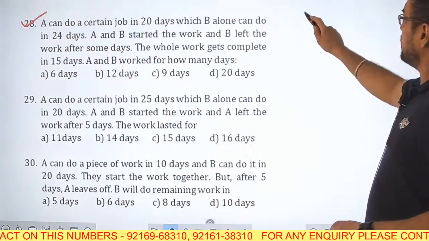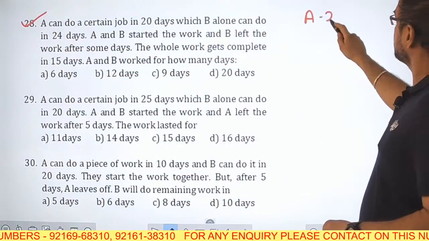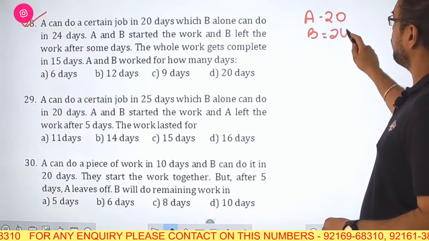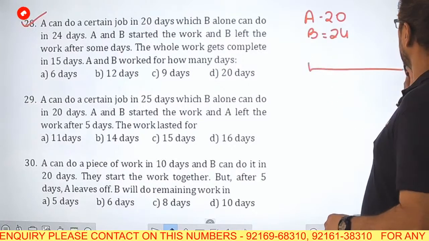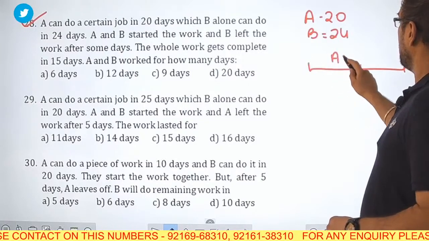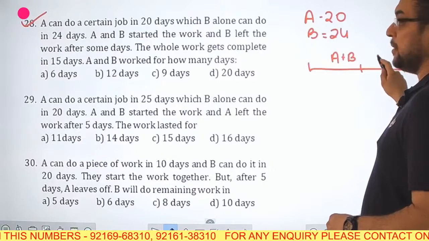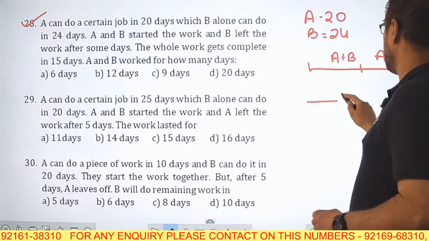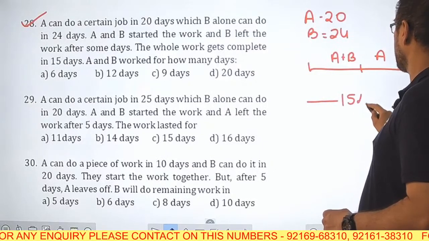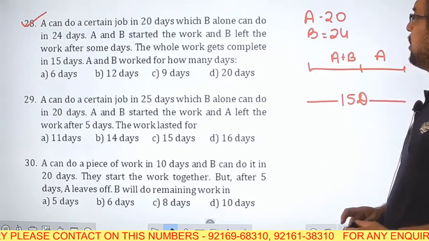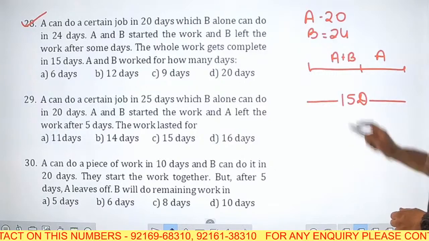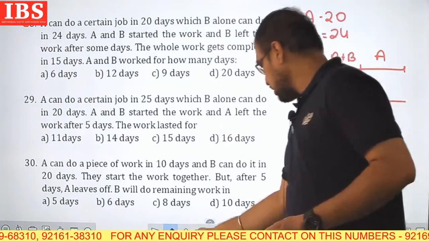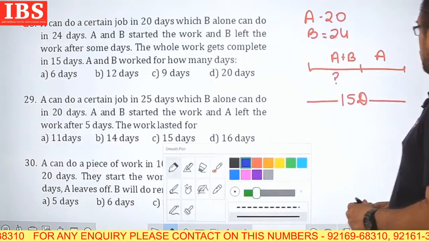A does the work in 20 days. B does the work in 24 days. A and B started the work. A plus B, and then B left. So A is working. The whole work gets completed in 15 days. So this is 15. Okay. And A and B worked for how many days? This is the question mark that we need to calculate. Okay. So let us start how we are going to do such kind of question.